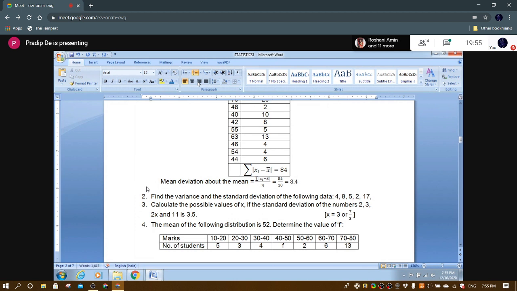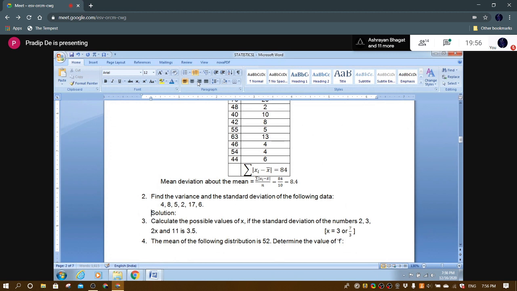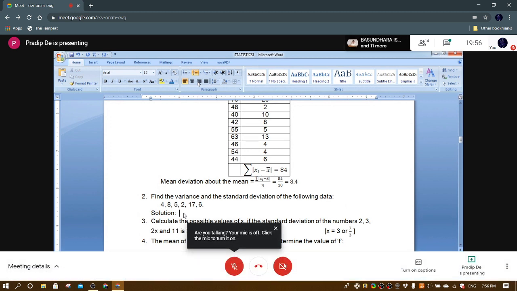Sir, variance will be just the square of standard deviation. This is the sum. So let us make a table for this. We can also do it directly without constructing any table like that. But the table looks nice. So one column for x, another column for x square.